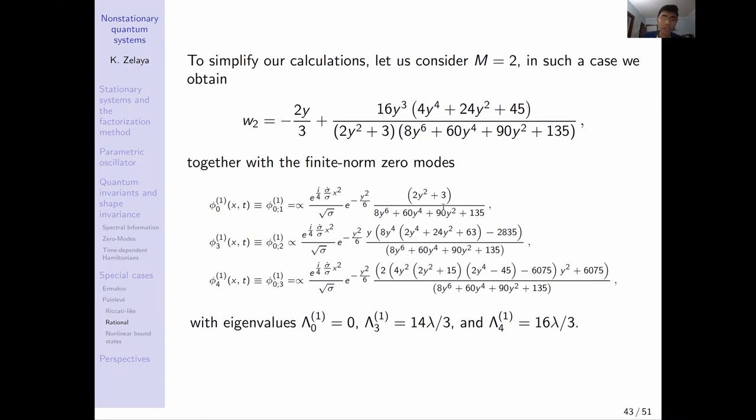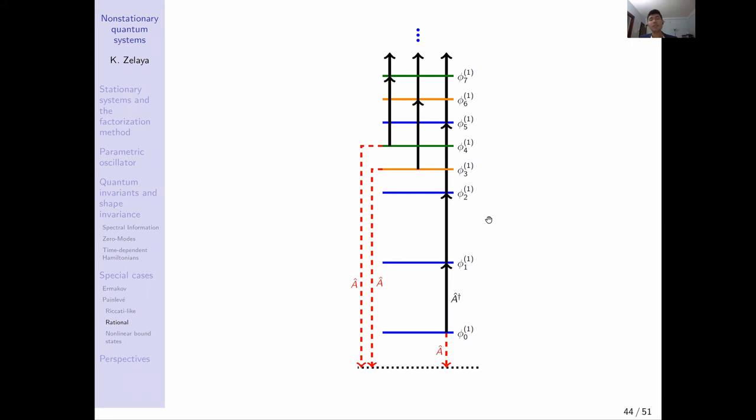It is worth mentioning that in a recent work, we have found a closed expression for any value of m. In this case, just to provide an example, we fix m equal to 2. But this can be generalized, and expressions for these zero modes have been found for any value of m. So all these solutions are always well defined regardless of the value of m. And the behavior of the spectrum in this case is given by this.